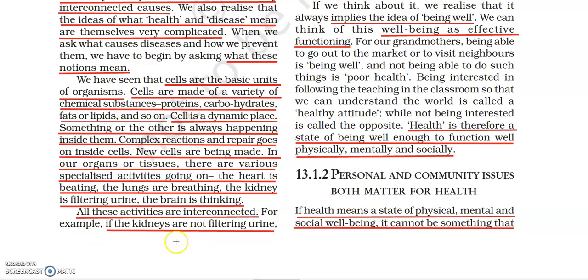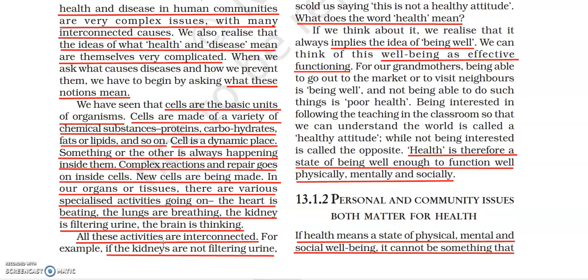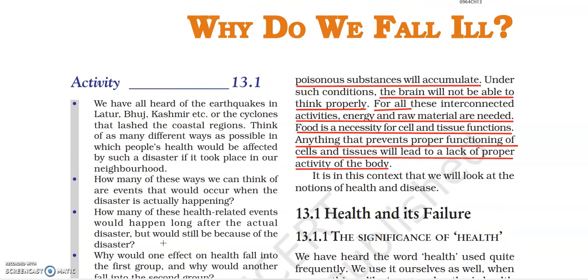Here they have given one example that if the kidneys are not filtering urine, then naturally the poisonous substances will accumulate in our body and our other organs will not work properly, like our brain will not be able to think properly. All right.